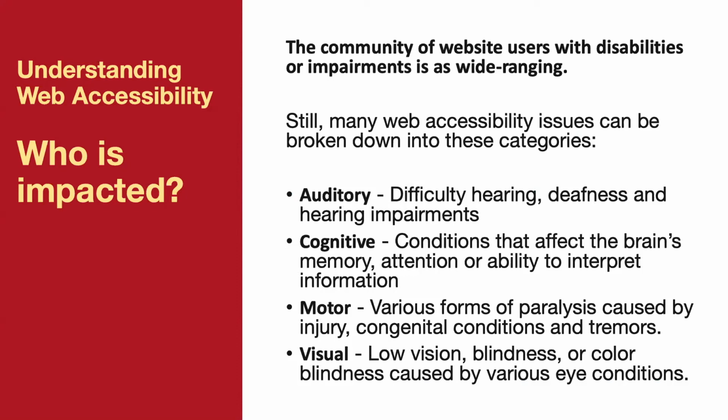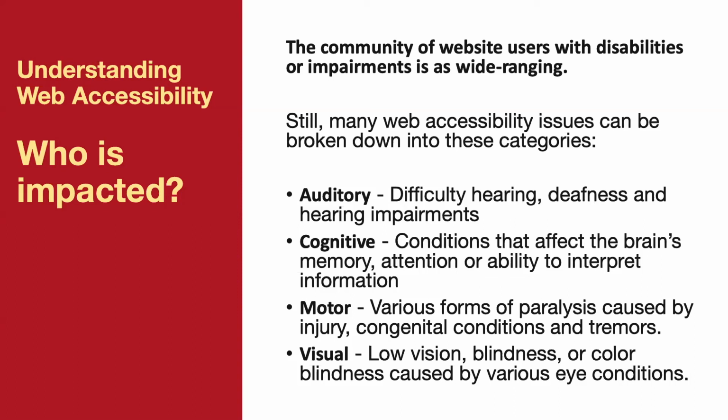So there's auditory, that's difficulty hearing, deafness, and hearing impairments. An example of an issue someone with those impairments might run into is a video embedded onto a web page that does not have captions. Okay. Cognitive, that would be conditions that affect the brain's memory, attention, or ability to interpret information. An example issue there would be a website where the content has poor readability and is difficult to navigate.